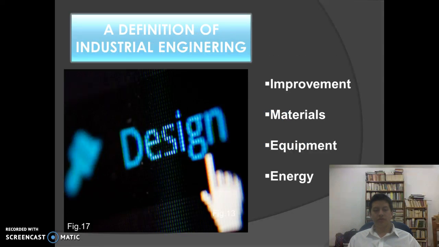The book tells us that it is the occupation of the design, improvement, and installation of integrated systems of men, materials, equipment, and energy, which are based on specialized knowledge in mathematical, physical, and social science, as well as methods of analysis which evaluate the results of such systems.